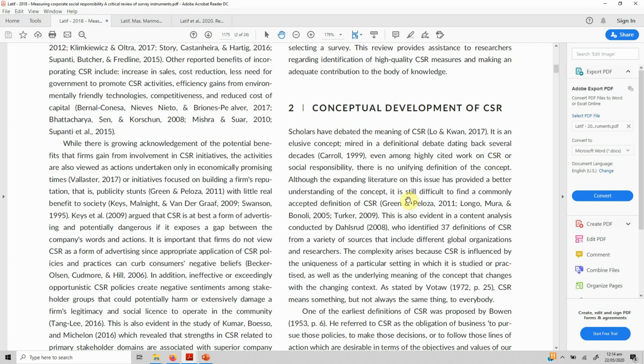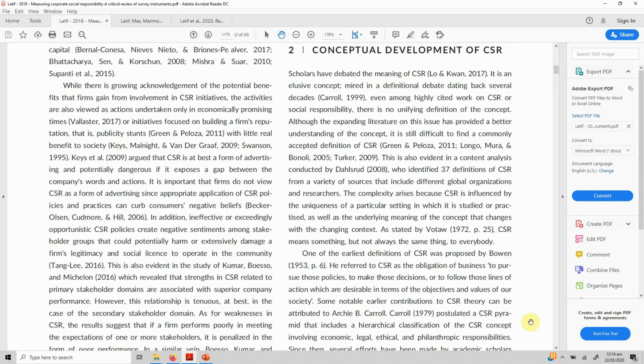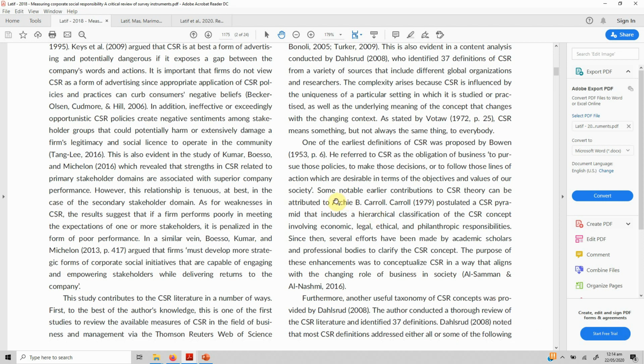And then what we do is we found a paper that has identified 37 definitions of the concept of CSR, and this shows the complexity of the concept. And then we write about one of the earliest definitions of CSR. These two definitions, followed by this, obviously some recent definitions or how the definitions have changed over time.